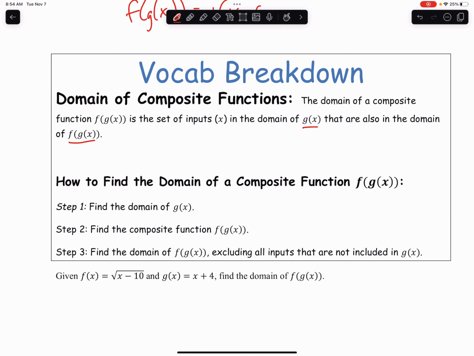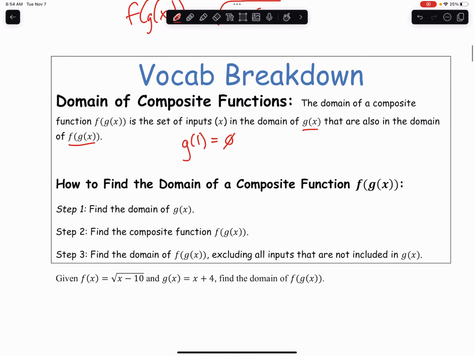If you can't plug a number into g of x, say we get something for g of 1, and this is just an example, I'm not even saying what g of x is. Say g of 1 is no solution. You can't actually plug that in. Sorry, it's undefined. I shouldn't say no solution. It's undefined. Then when you plug an undefined into f, you're not going to get anything. So that's why we first need to check the domain of g of x, or what we're plugging in first.